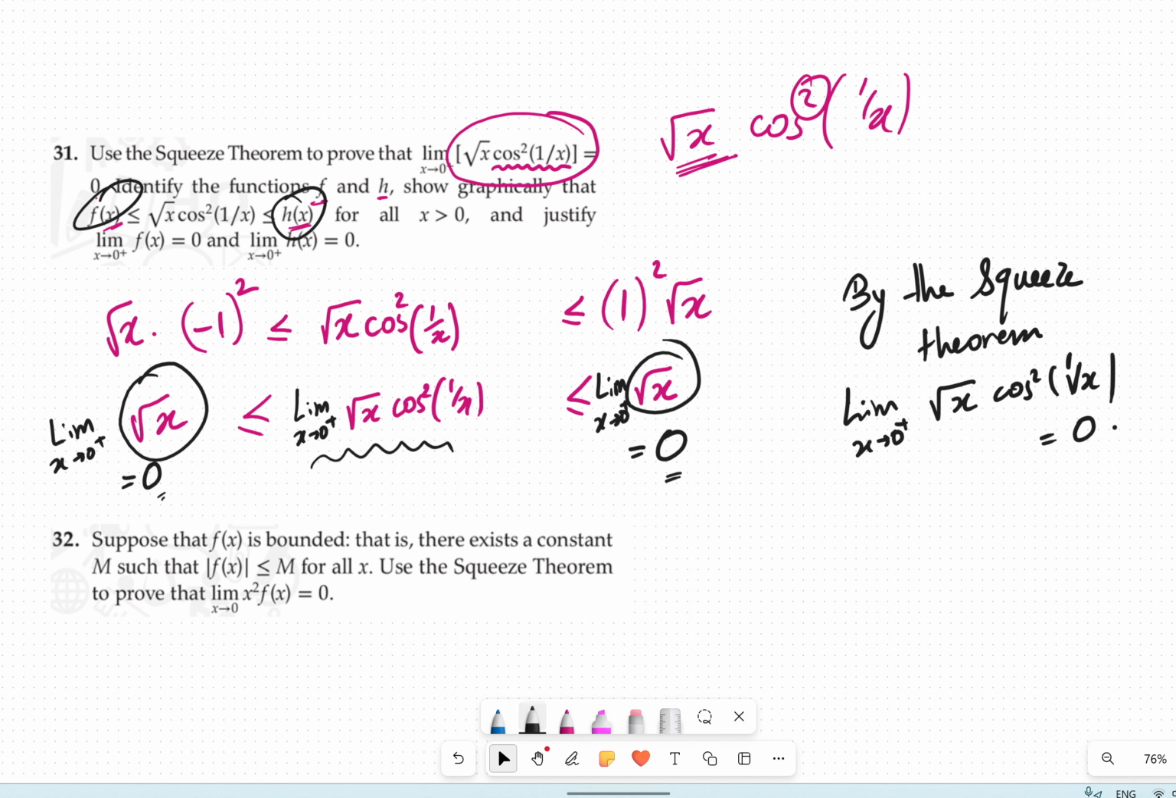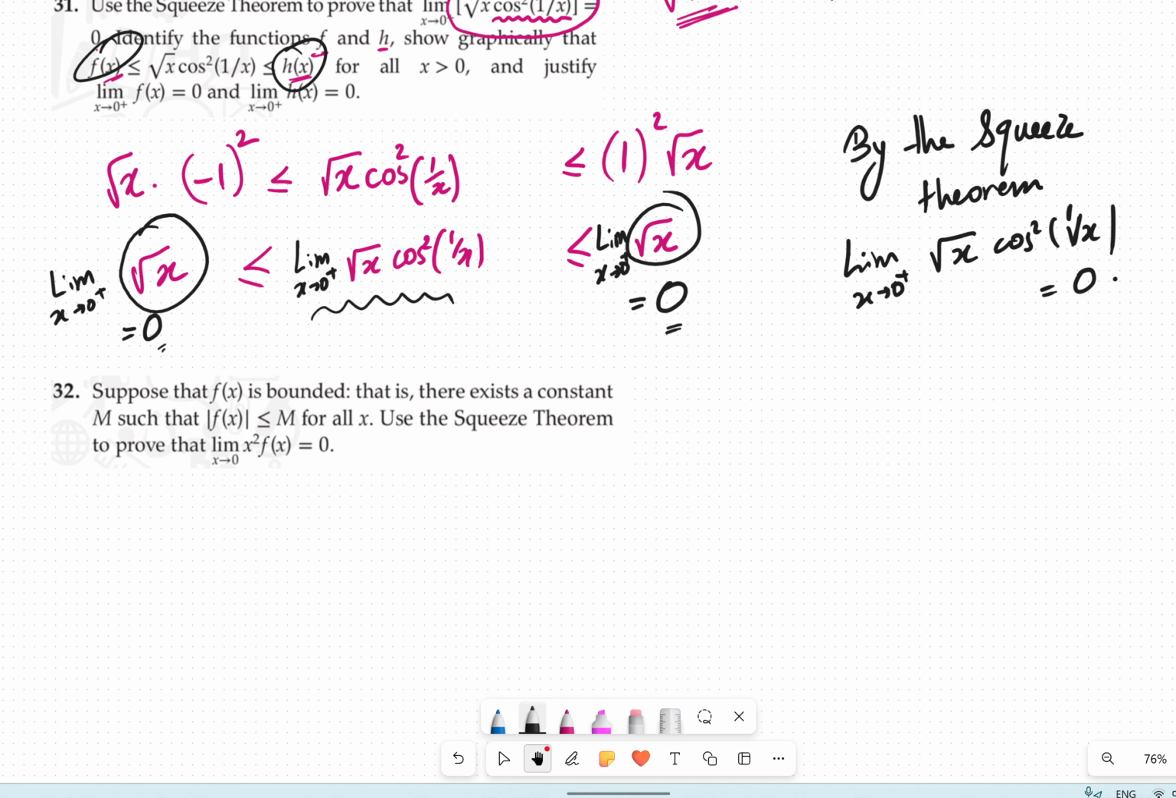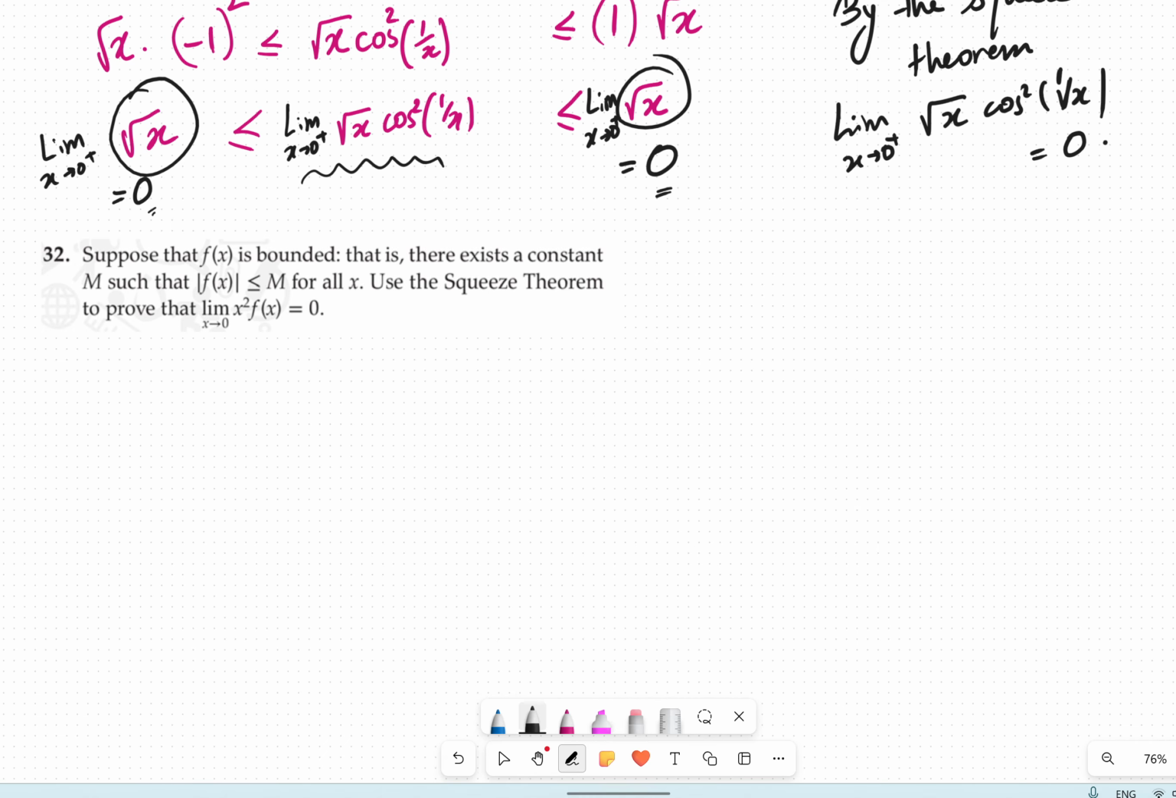Now we go to the last one, which is question number 32. Suppose f is bounded. That is, there exists a constant m such that the absolute value of f is less than or equal to m for all x. Use the squeeze theorem to prove the limit of x squared f of x as x approaches 0 is 0.